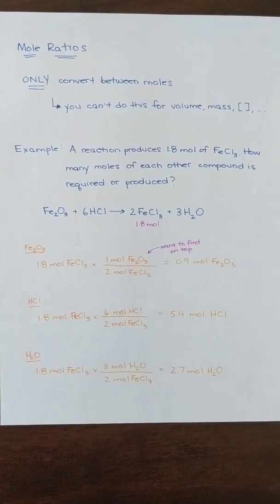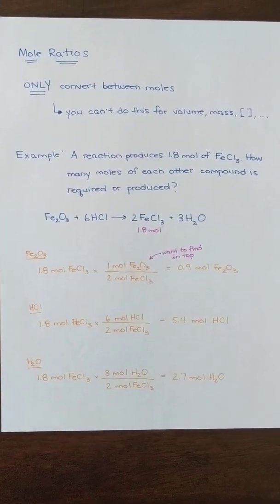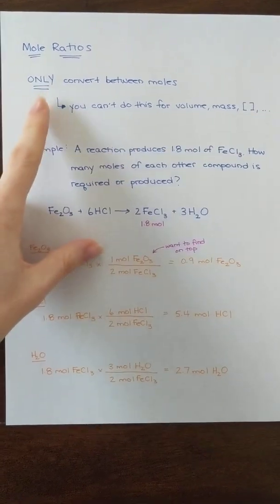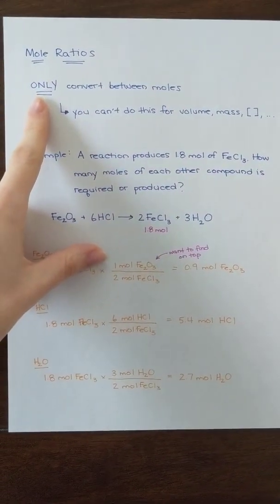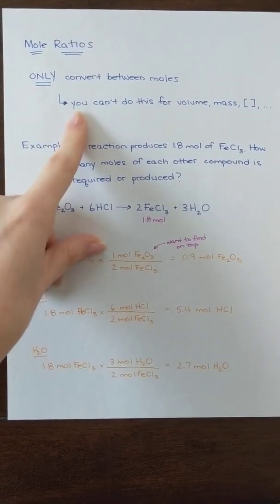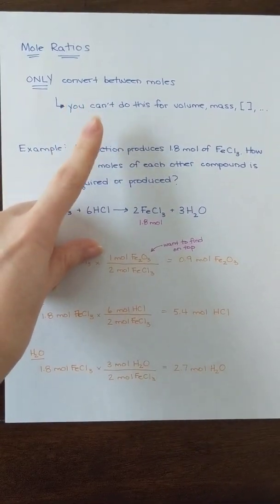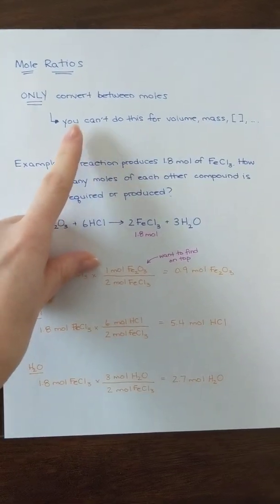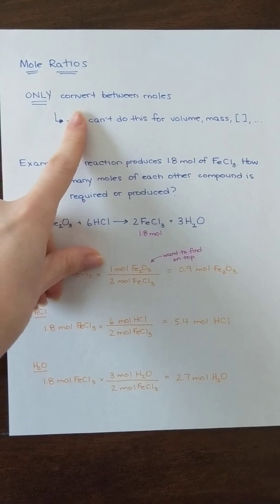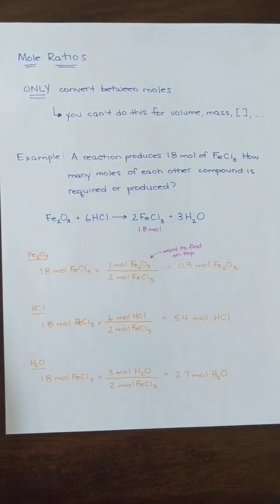So our only real new concept are mole ratios. So mole ratios, kind of in the name, we can only do it for moles. We have to get to the mole of a certain compound in order to make this ratio work. We can't convert directly from volumes or masses or concentrations. We have to make sure we convert into moles first before we can do this. So let's just see how to do that.